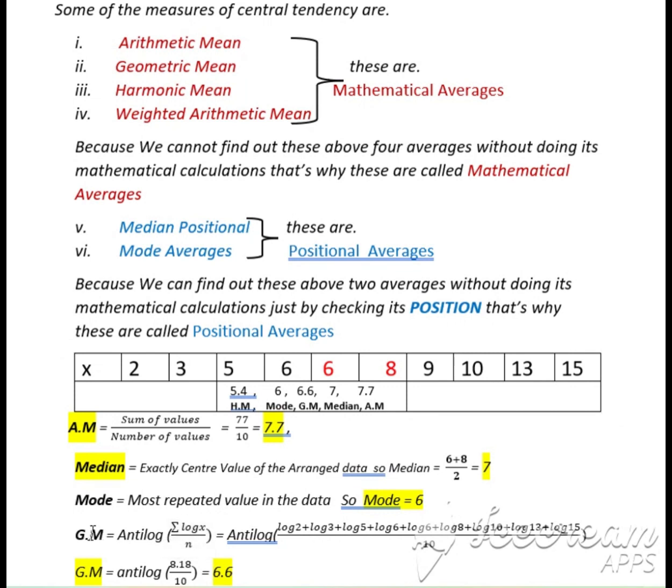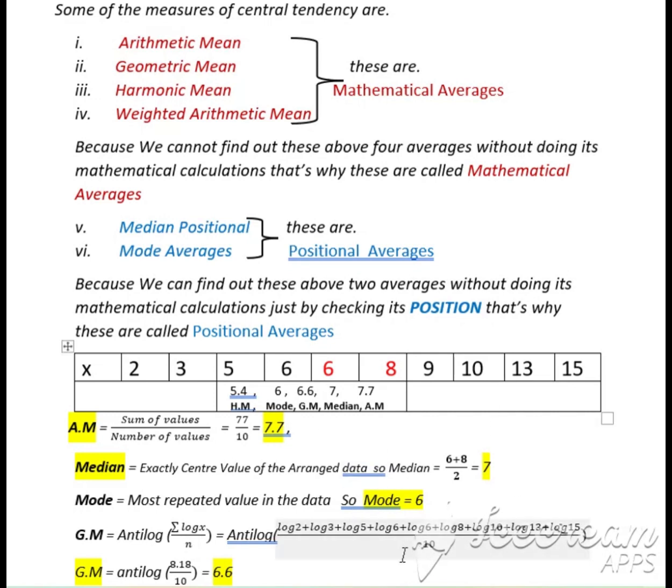Now let me tell you about geometric mean. How to calculate geometric mean? This is the way to calculate it: antilog, then in brackets, sigma, which is the total, summation of log x divided by n. So just take the log of each number: log of 2 plus log of 3 plus log 5 plus log 6 plus log 6 plus log 8 plus log 9 and so on. Just add up the logs of these numbers and divide by n.